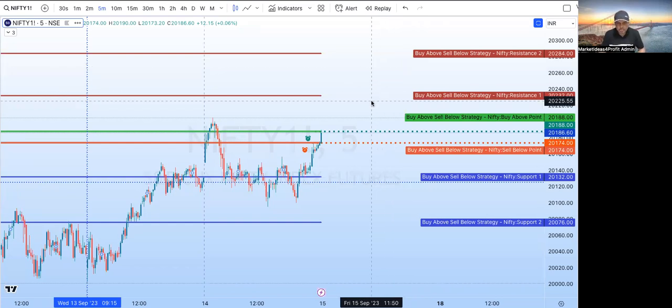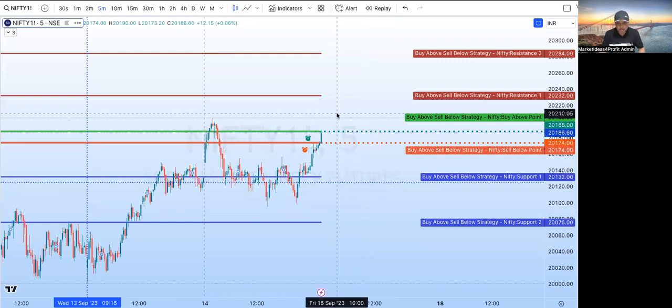In the buy above, sell below strategy, we have the green line, which is the buy above line, and the sell line, which is the sell trigger for the price for the sell trade. Once the market opens, we know where the price opens, and then we decide whether we are going to be in the buy mode or in the sell mode. If you're above the buy line, we will be on the buy side of things, and if you're below the sell line, we'll be in the sell mode of things.